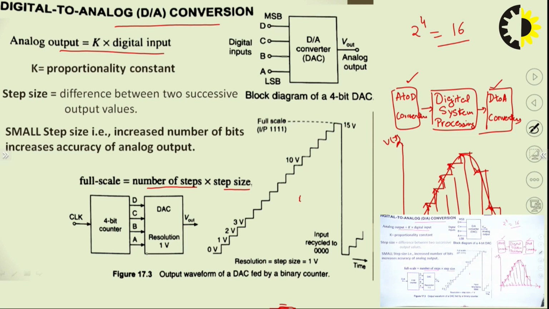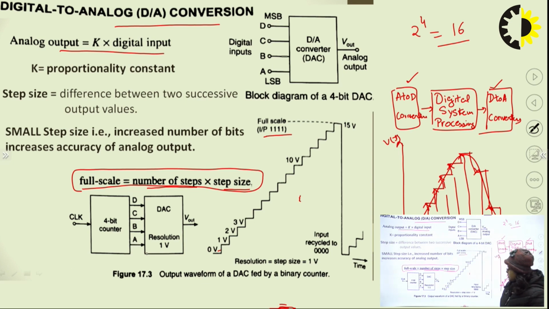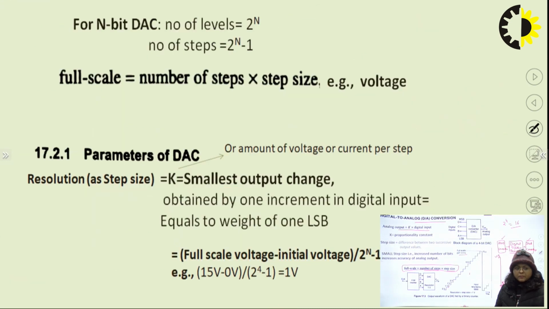Using this staircase approximation, now if we take a 4-bit up counter and generate the output, then it will count from 0, 1, 2, 3, up to 2 to the power 4 minus 1, that is 16 minus 1. So, it counts from 0 to 15. So, the maximum full scale value will be 1, 1, 1, 1 which is equivalent to 15. And hence the final formula for output will be number of steps into step size, that is, in this example we have taken 1 volt.